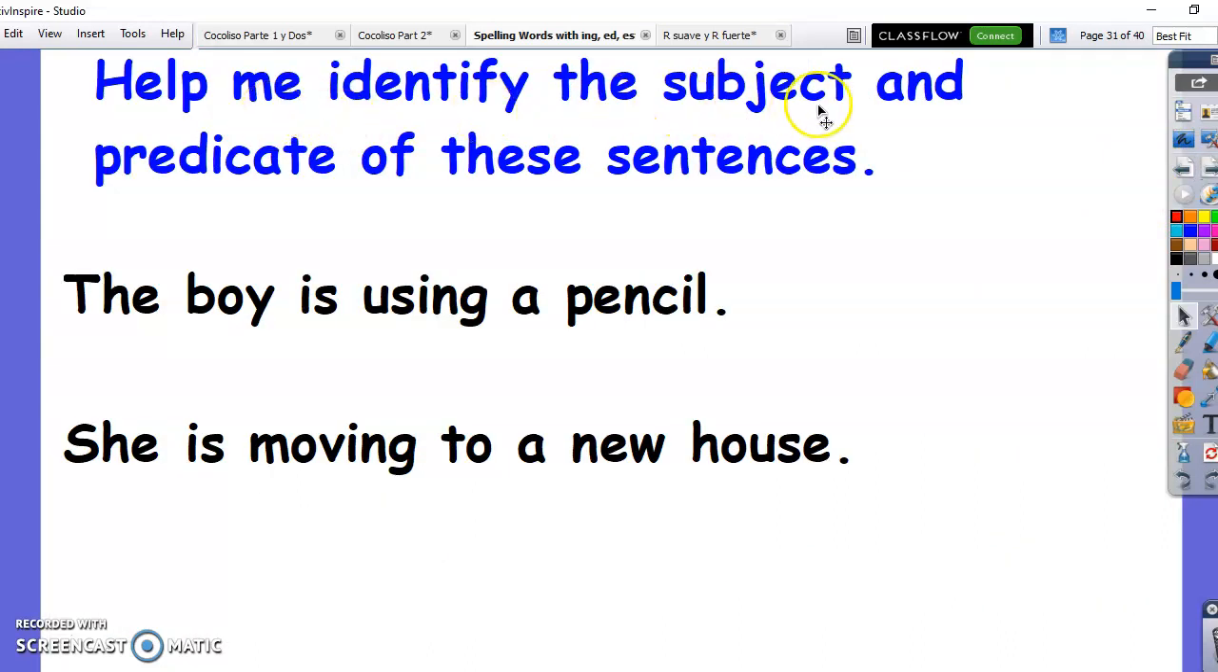So here I said, help me identify the subject and predicate of these sentences. The boy is using a pencil. The boy is the subject. And again, the predicate starts with the verb. So in this one, the predicate is using a pencil. For the next example, we have she is moving to a new house. She is the subject. What is she doing? Is moving to a new house is the predicate.